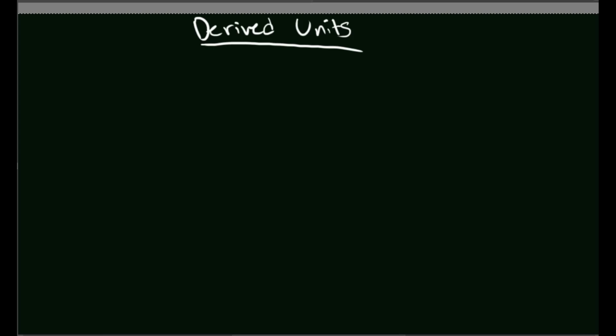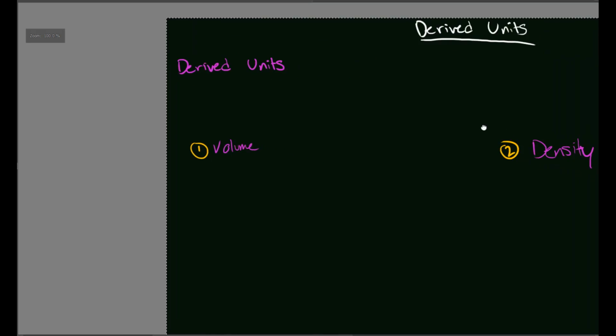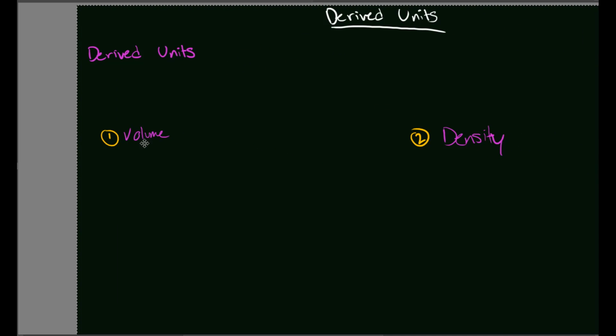So this is going to be a section on derived units. So what is a derived unit? Here are our section titles. We have derived units, and two derived units are going to be volume and density. Alright, so what is a derived unit?